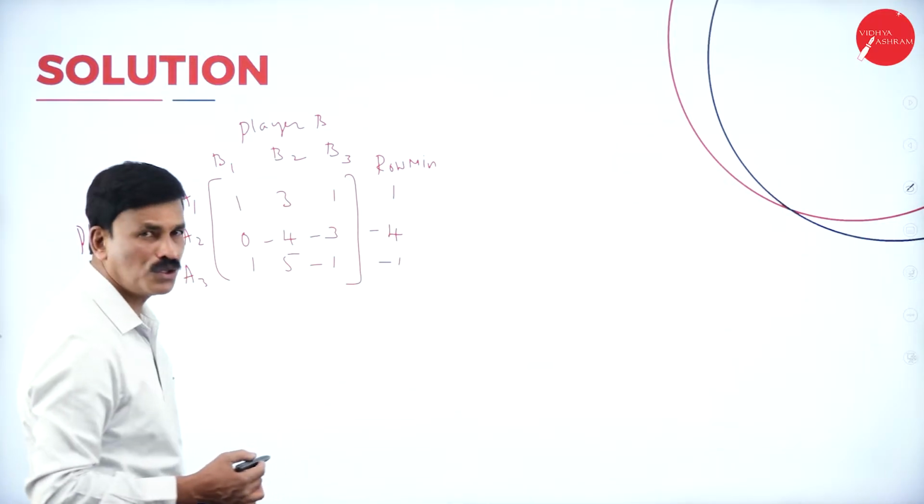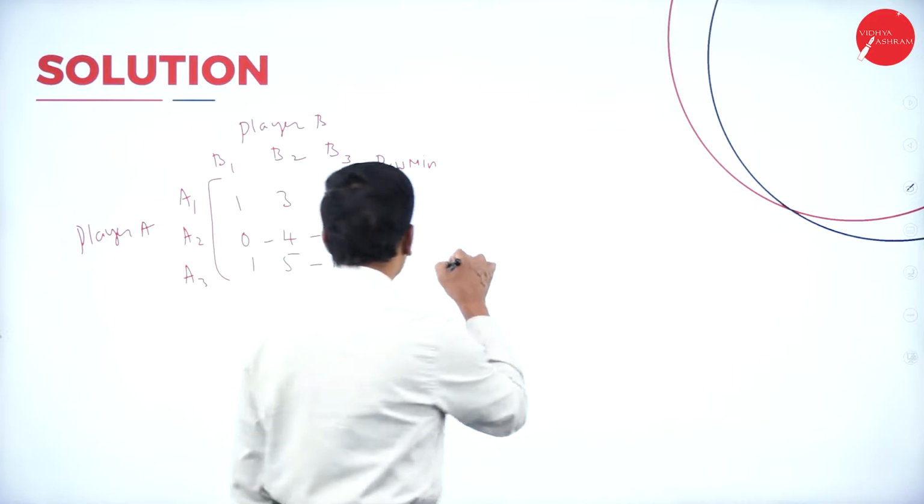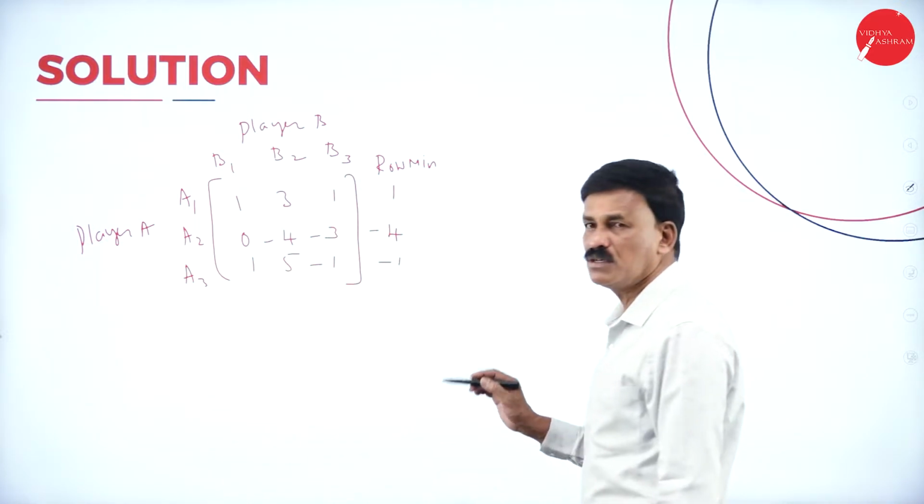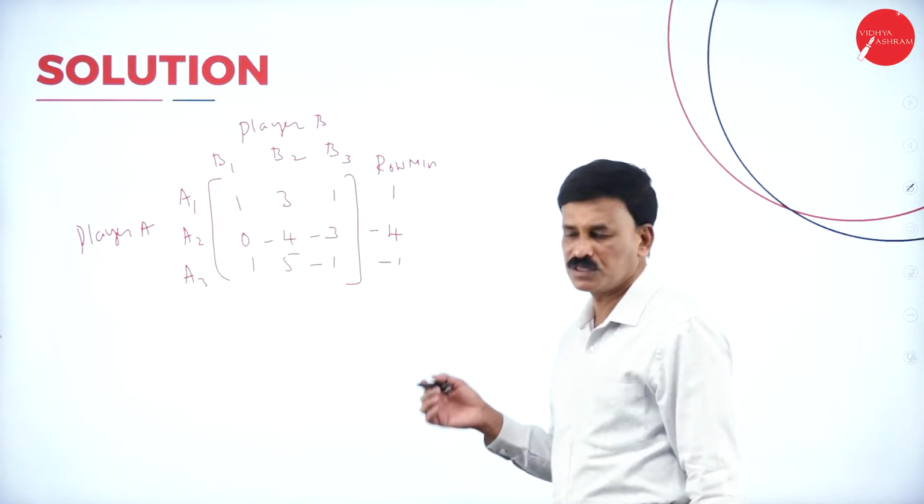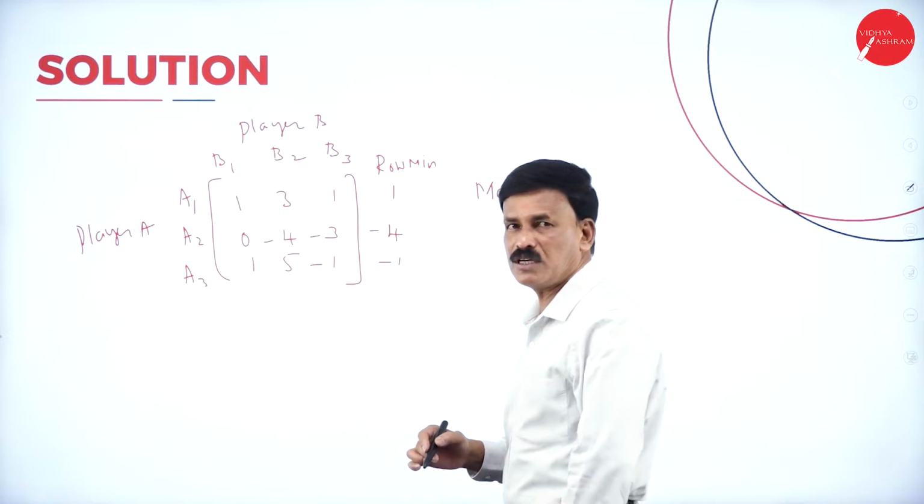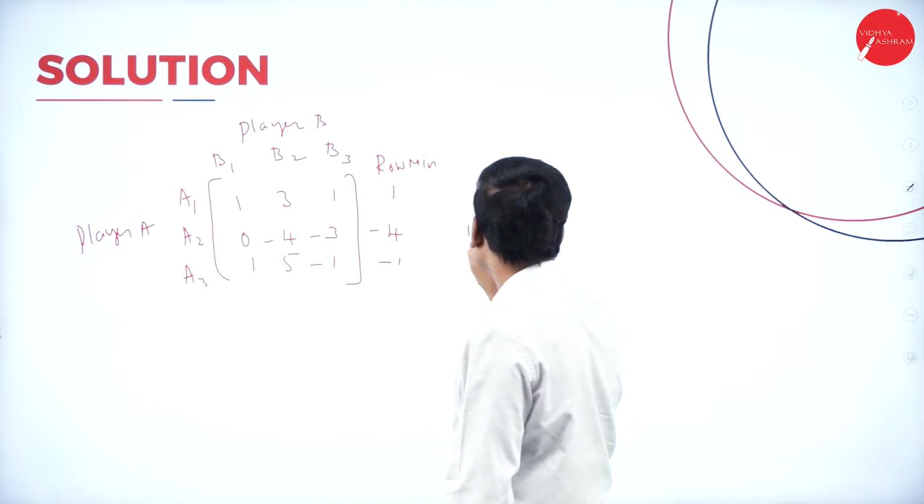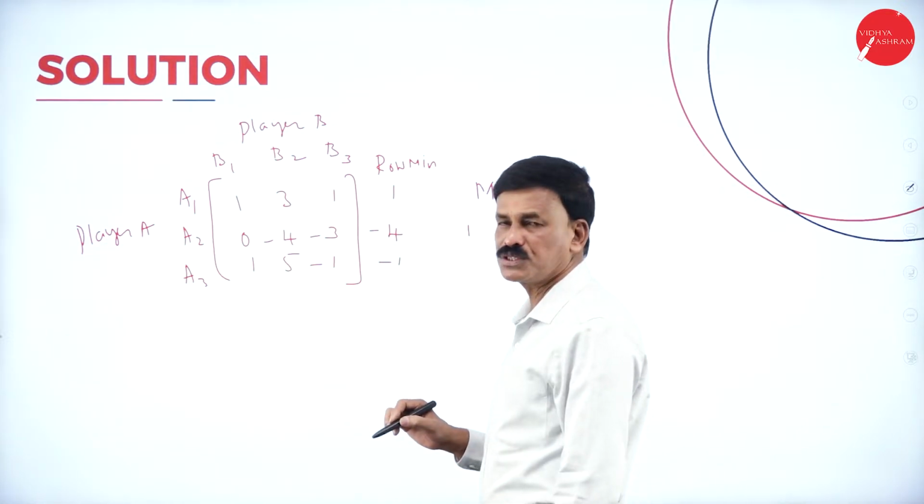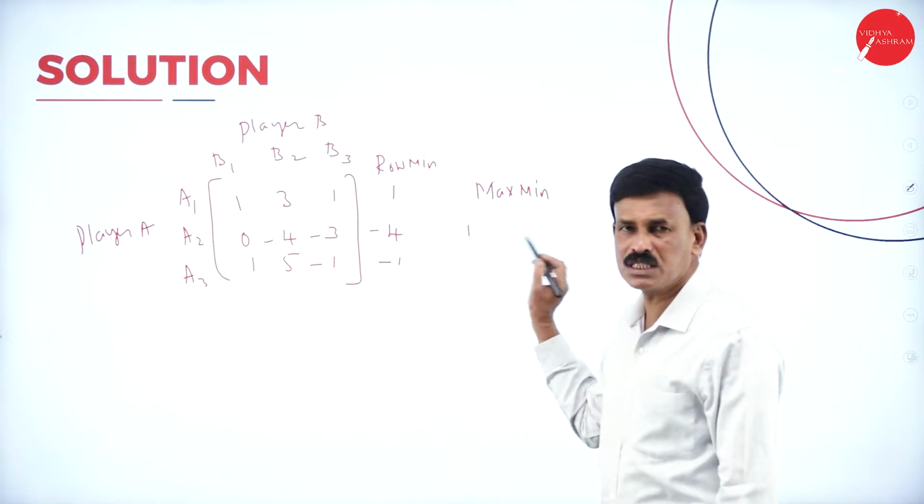Now, after finding the row minima, find out the maximum of these row minimum values. That can be written as maximum of minimum values. That is called the maximin value. What is the maximum value? 1 is the maximum value. So, the maximum value here is plus 1.